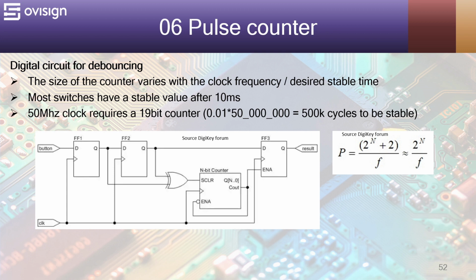The size of the counter varies with the clock frequency and the desired stable time. Usually most switches have a stable time after 10 milliseconds. A 50 MHz clock requires a 19-bit counter to have 500,000 clock cycles to be stable.